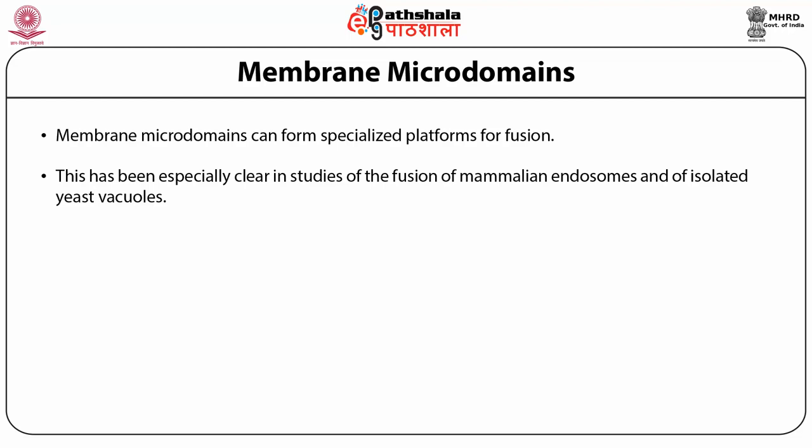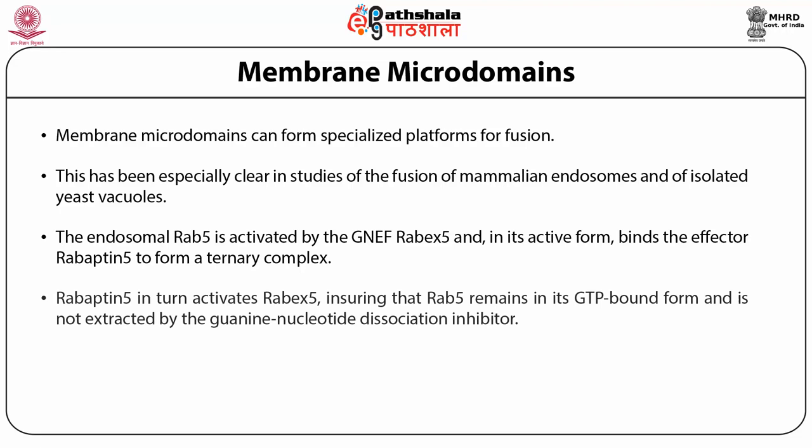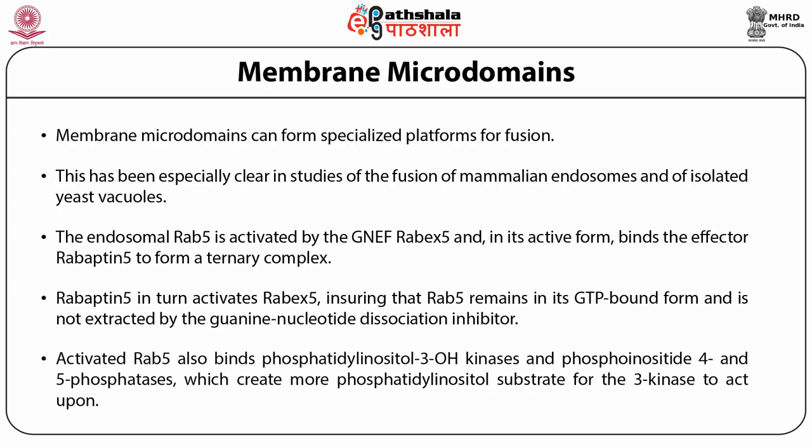The endosomal RAB5 is activated by the GEF RABEX-5, and in active form it binds to the effector RABAPTIN-5 to form a ternary complex. RABAPTIN-5 in turn activates RABEX-5, ensuring that RAB5 remains in the GTP-bound form and is not extracted by guanine nucleotide dissociation inhibitor. The activated RAB5 also binds phosphatidylinositol 3-OH kinase and phosphatidylinositol 4,5-phosphatase, which create more phosphatidylinositol substrate for the 3-kinase to act upon.